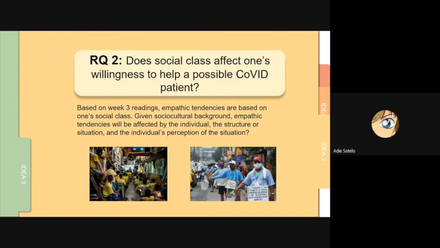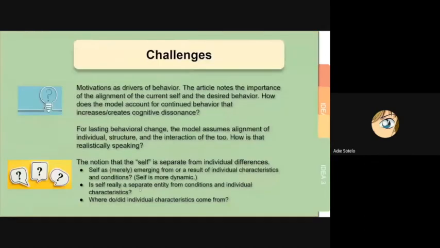So those are the two research questions we thought of, on how we are going to use this model to explain certain phenomena. The following two questions or challenges address how we would challenge the model, or what some of our questions are regarding the model itself.